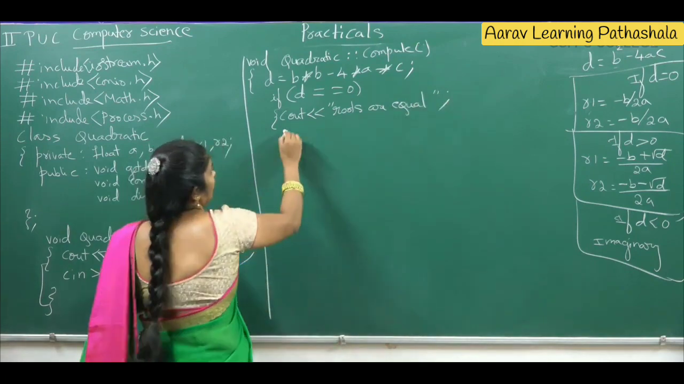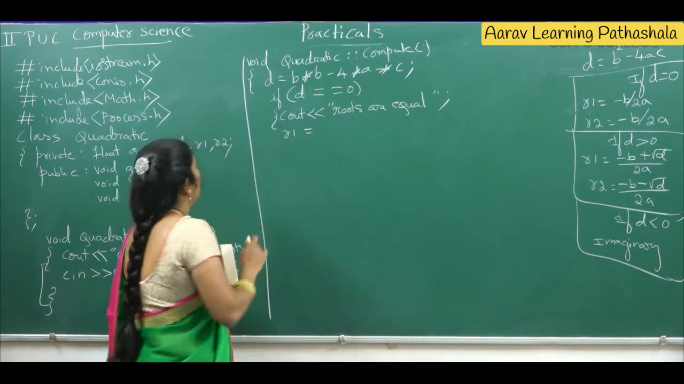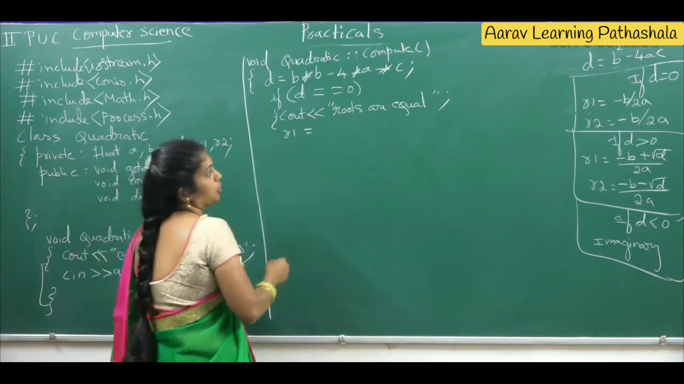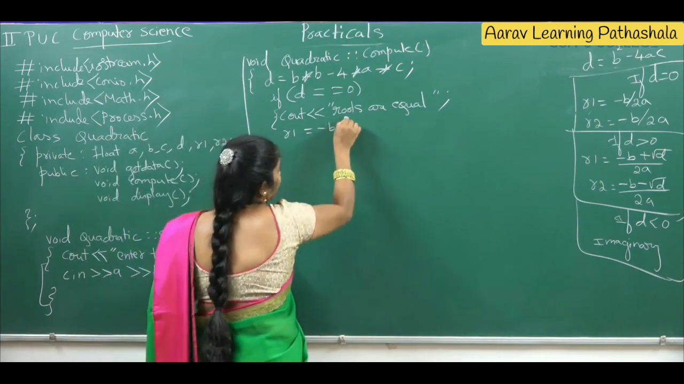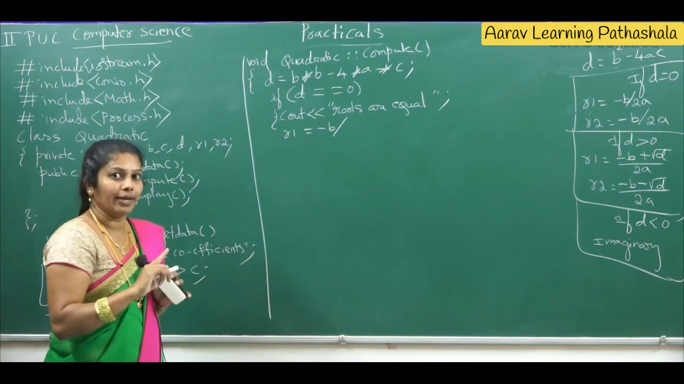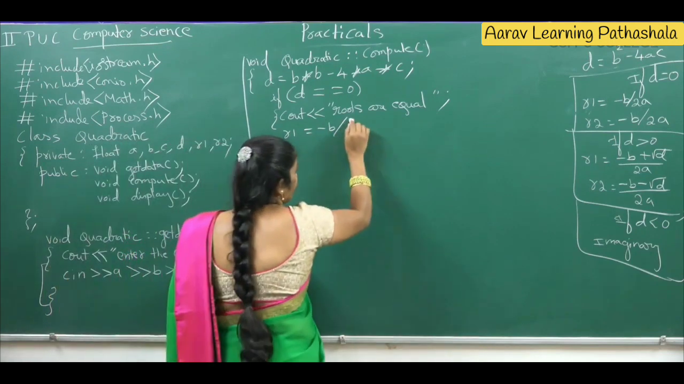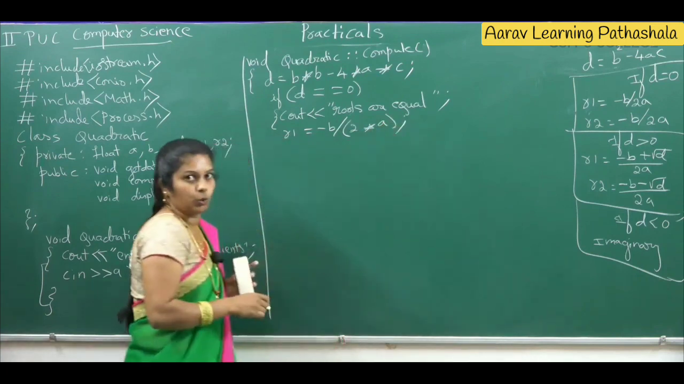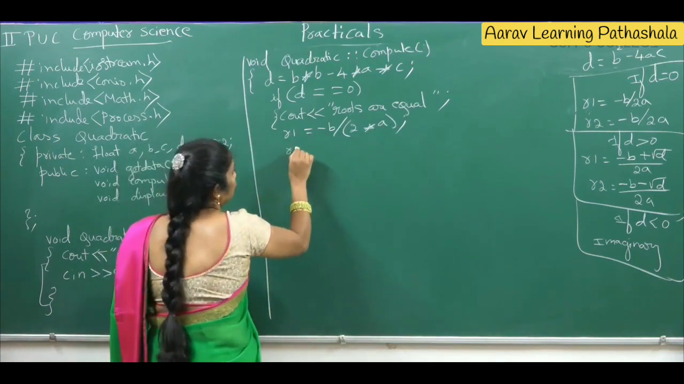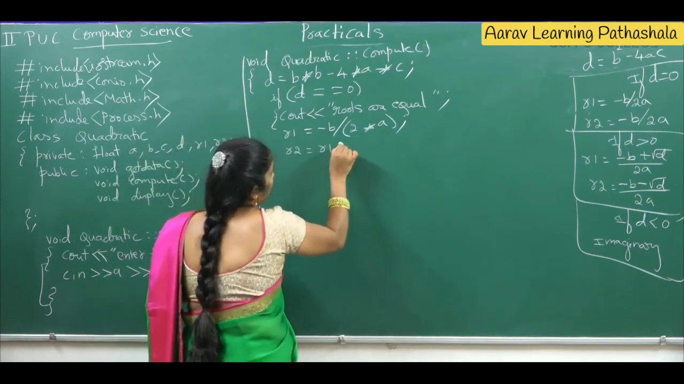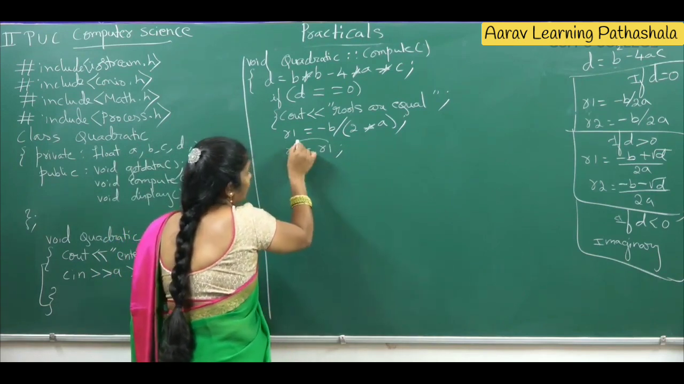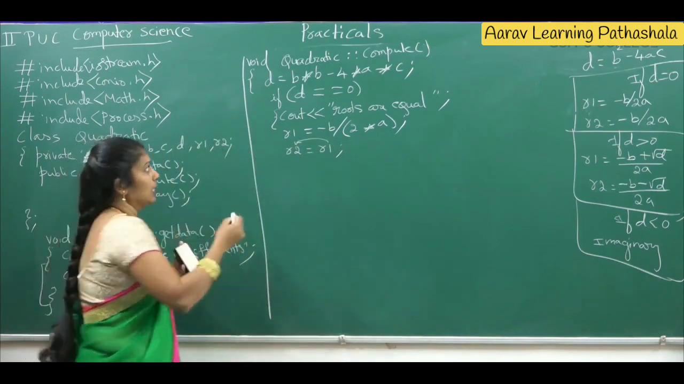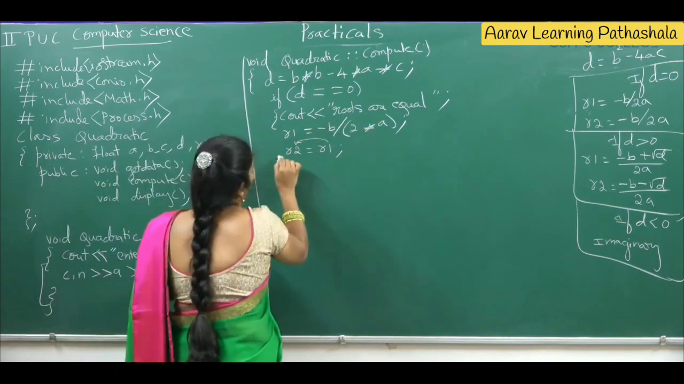Then find the formula of R1 as well as R2. What is the formula to find root 1? That is minus b divided by 2 into a. 2 into a, that's why open the bracket: 2 into a. That is the root 1 formula. What about the root 2 formula? Root 2 equals root 1, and the value of root 1 goes to root 2 here. Both are the same, that is, roots are equal.